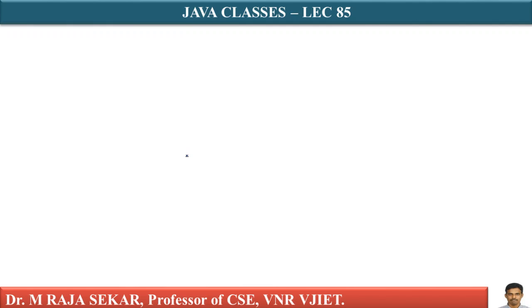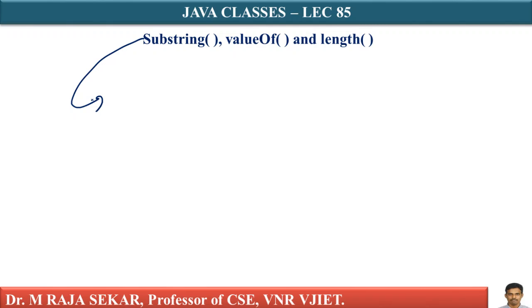In this lecture, we will try to understand a few important methods. The first one is the substring method. What is this substring method? The S must be a small letter. Strictly speaking, S is a small letter. This method name is substring.